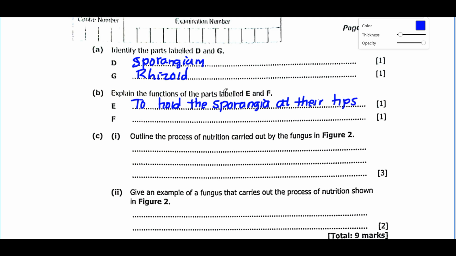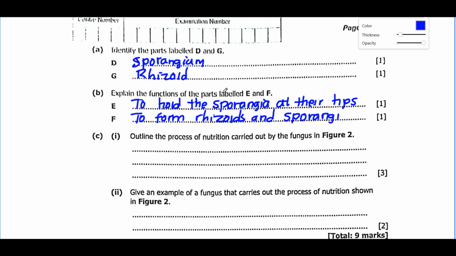Then F, stolons. So this is to form rhizoids and sporangium. So to form rhizoids and sporangium.